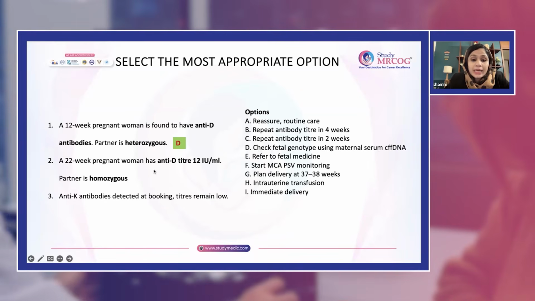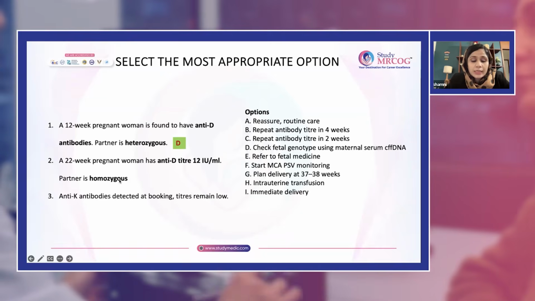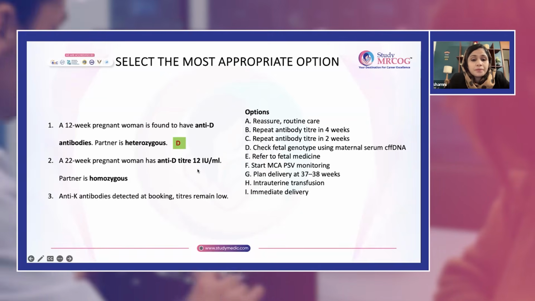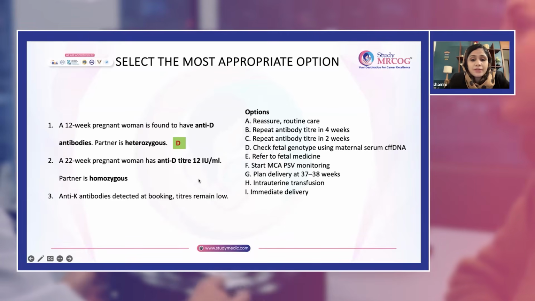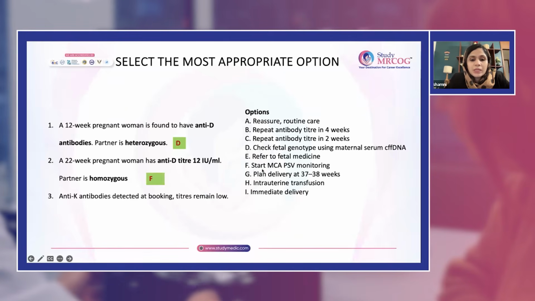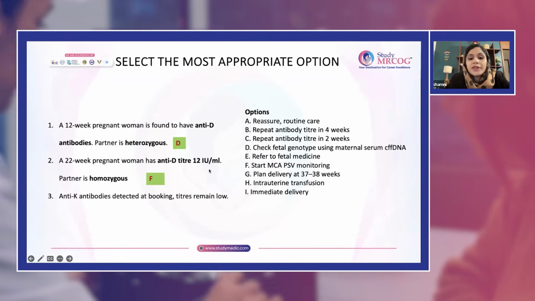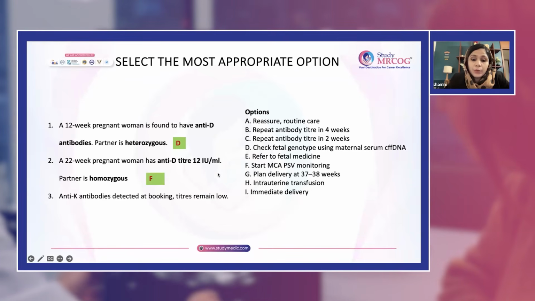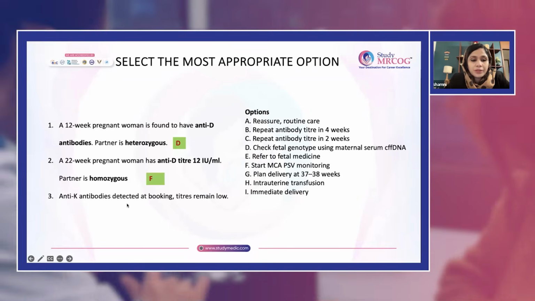A 22-week pregnant woman has anti-D 12, but the partner is homozygous. So anti-D is high, partner is homozygous, definitely the baby is going to be affected. So how do we have to monitor? We have to monitor by MCA-PSV. So it is not fetal medicine referral, because fetal medicine you would have already referred once it becomes more than 4, right? So if it becomes 12, then you have to do MCA-PSV monitoring.